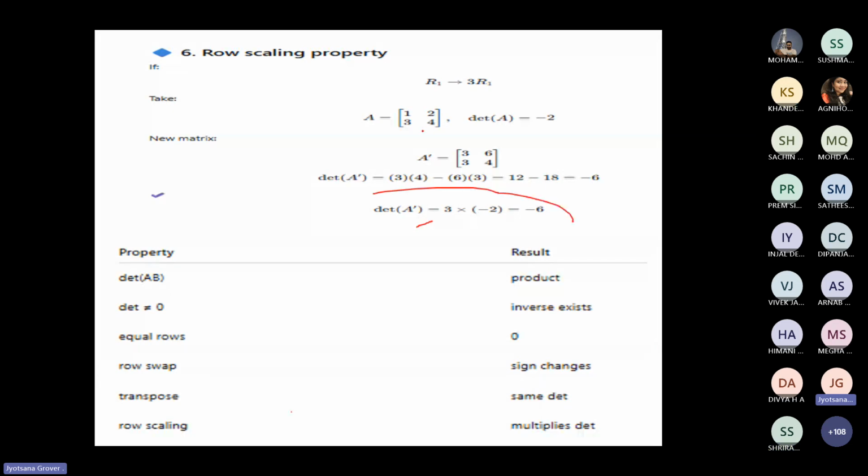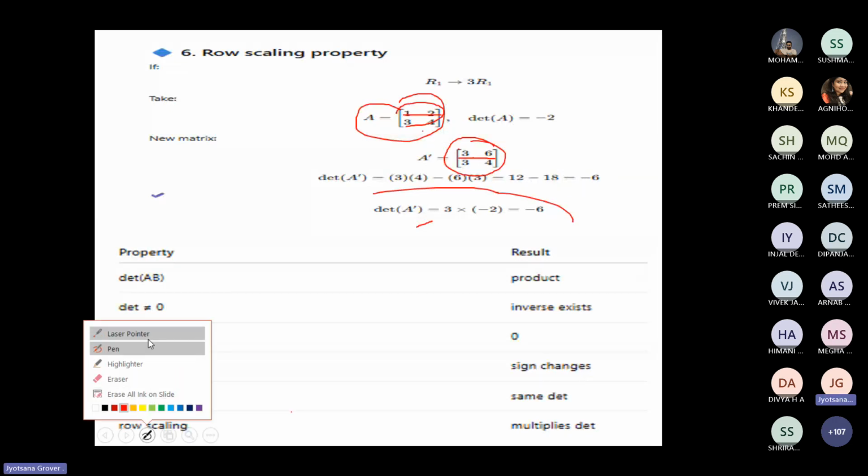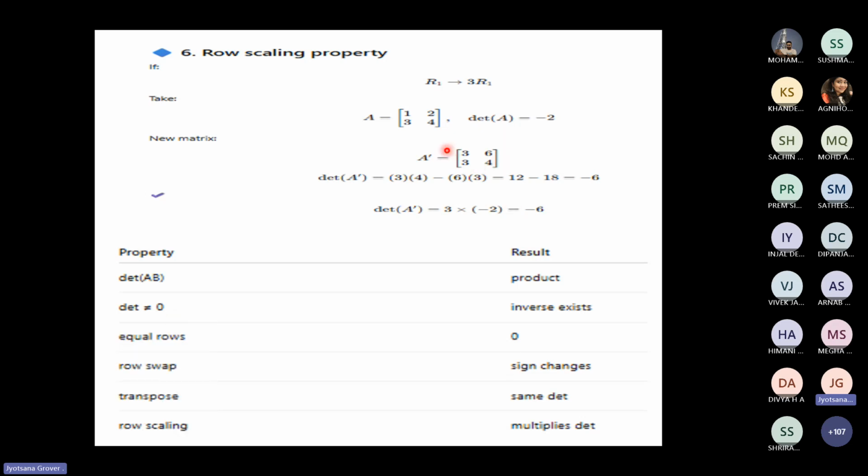So this is your original matrix. You multiply the first row by 3, so this will become 3 and 6. Now you calculate the determinant of this matrix. Since you multiplied the first row by 3, the determinant of A dash will be 3 times the determinant of A. So that is minus 6 only. You can see 3 into 4 is 12, minus 18, minus 6.